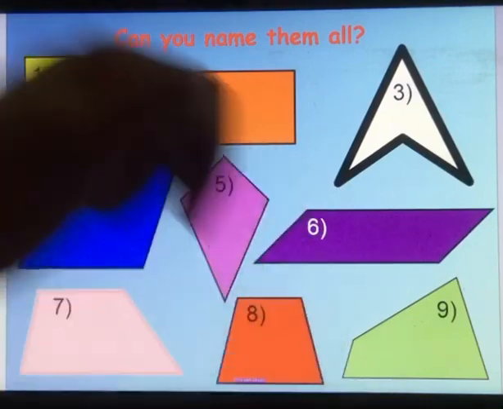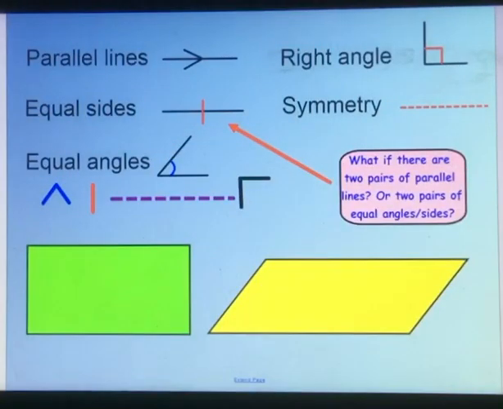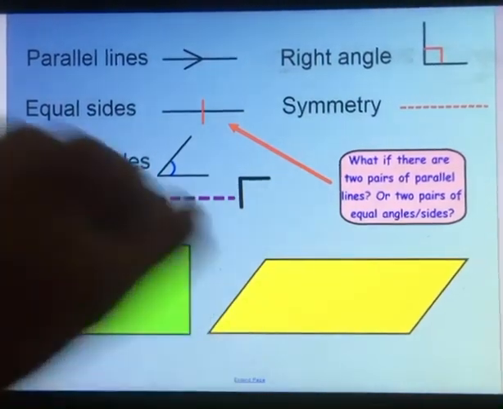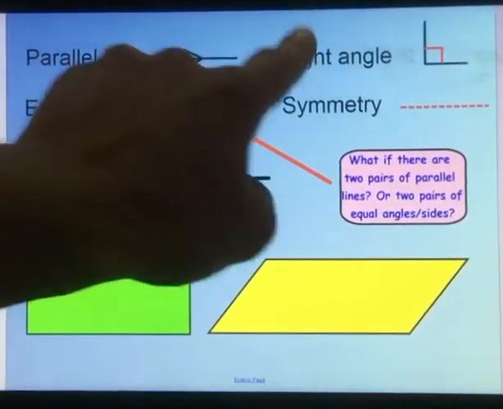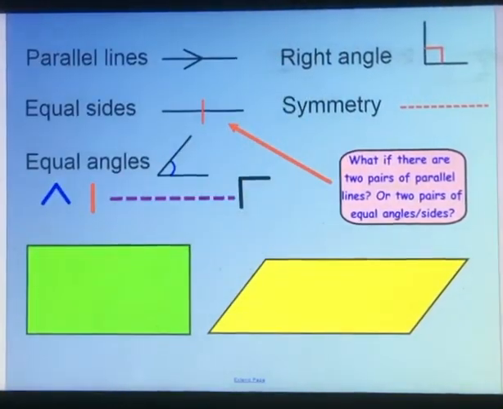Okay, so your job today is going to be to draw those 9 shapes and label them mathematically using these features here. So I've got the rectangle and the parallelogram. Hopefully we've got time to go through those. I'm just going to give you a second to look at the key. So we've got 5 features. We've got parallel lines, equal sides, and that means equal length, equal angles, right angles, and symmetry.